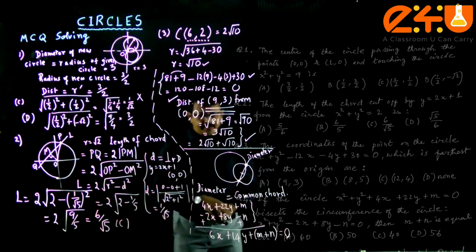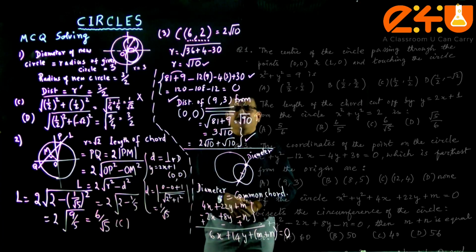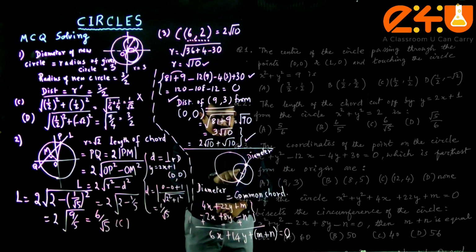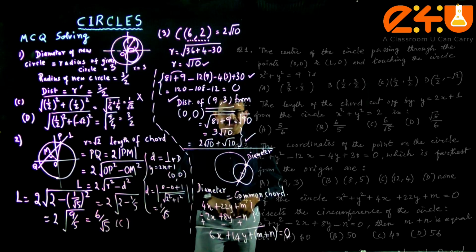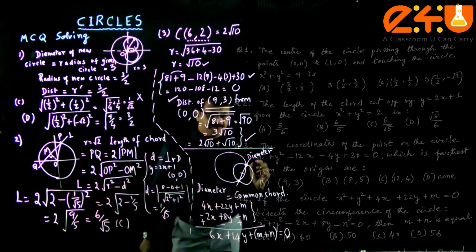So as I told you, get the center point of the second circle. Because the center point is on the diameter, it should satisfy the equation of the line. Okay, what is the center point of the second circle? Let me write here.